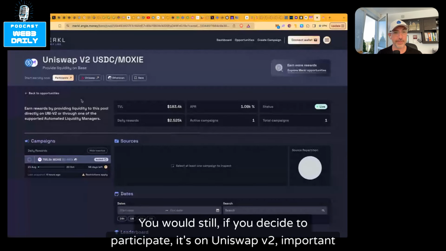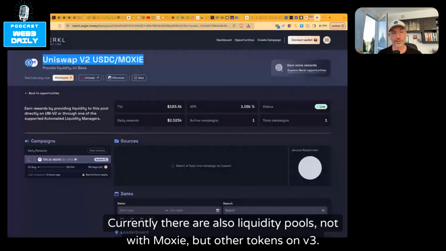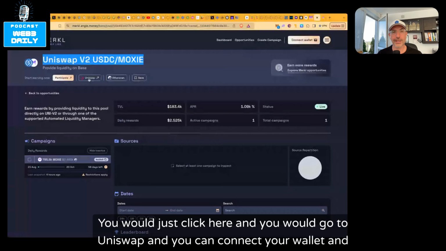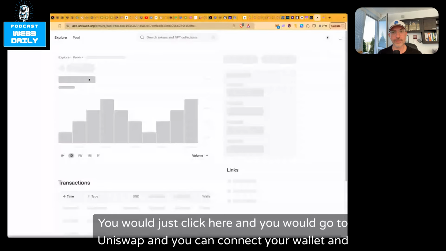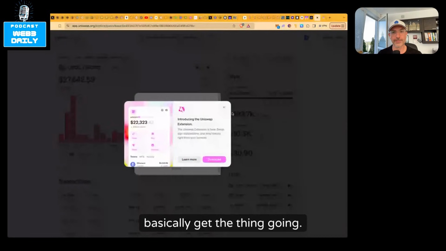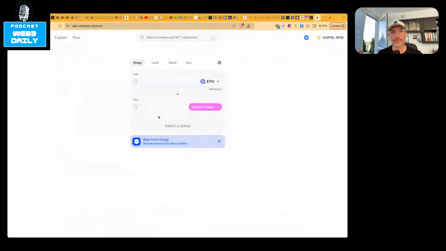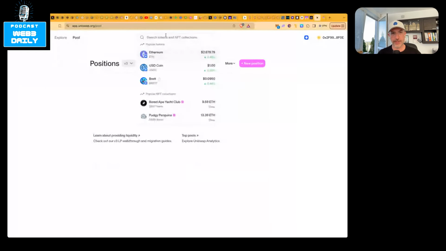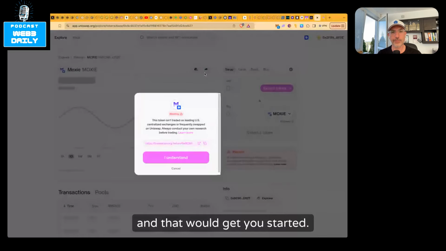If you decide to participate, it's on Uniswap V2, important thing. Currently, there are also liquidity pools, not with Moxie, but other tokens on V3. So this is V2. You would just click here and you would go to Uniswap and you can connect your wallet and basically get the thing going. You would find Moxie here. And that would get you started.